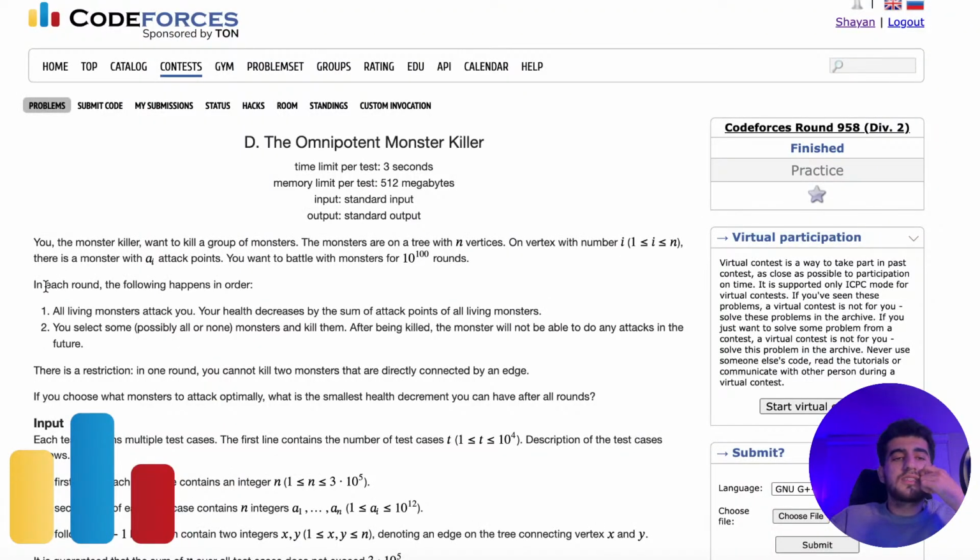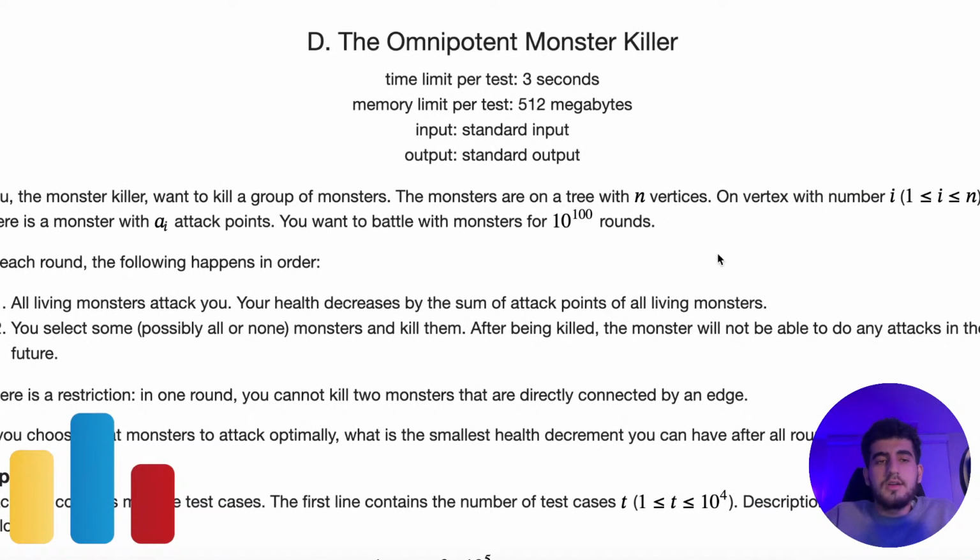Problem D says that we have several monsters, and these monsters are on a tree with n vertices. And we know that on vertex number i, we have a monster with attack points of a sub i. And we want to battle with these monsters for an infinite number of rounds, for a very huge number of rounds. And each time all living monsters attack you, your health decreases by the sum of the attack points of all those living monsters.